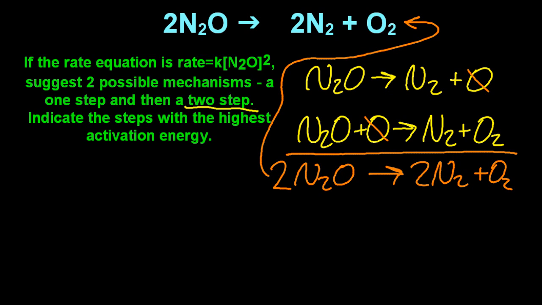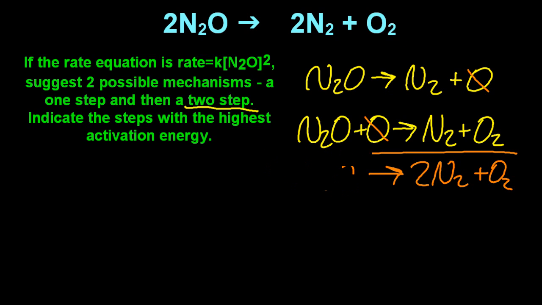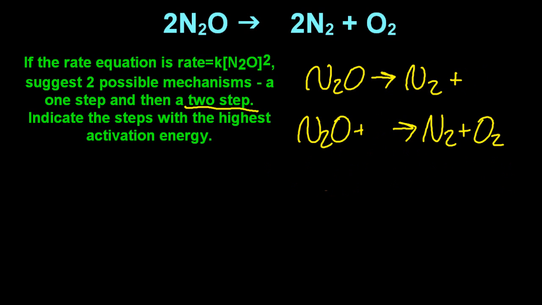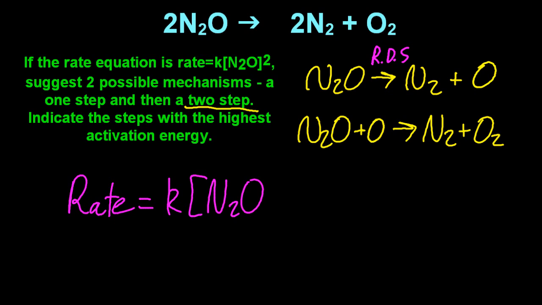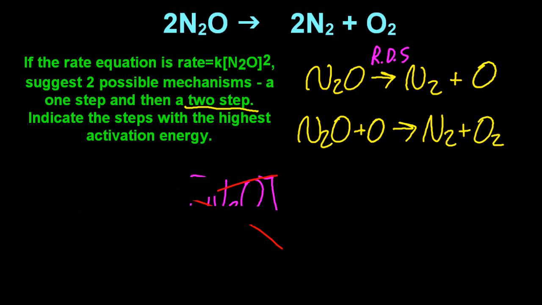So we're halfway there. Now what is my rate determining step? The step with the highest activation energy. So let's choose the first one and see if that gives me the correct rate equation. So rate equals K, what are the reactants in that mechanism? N2O. Nope, that's not right. It doesn't match with the one stated in the question.